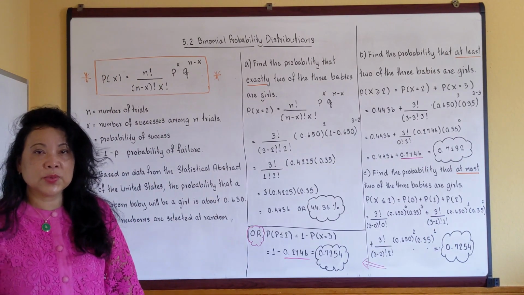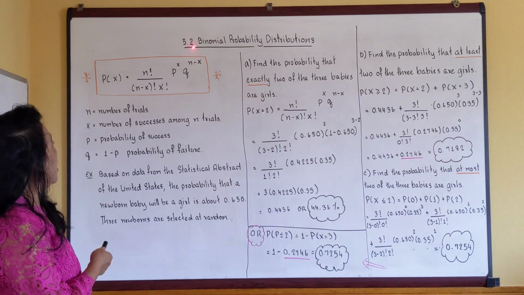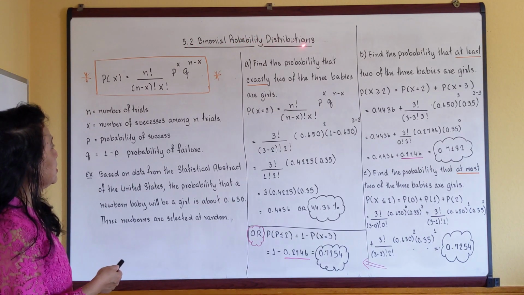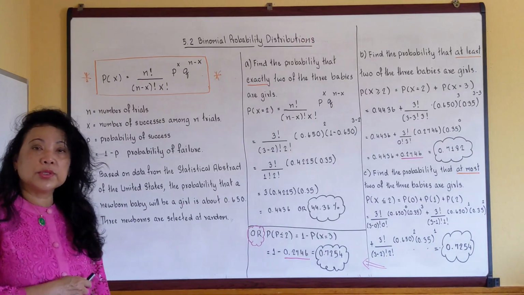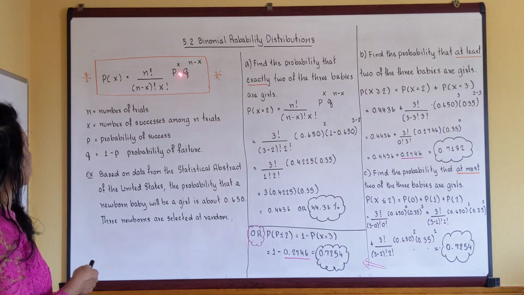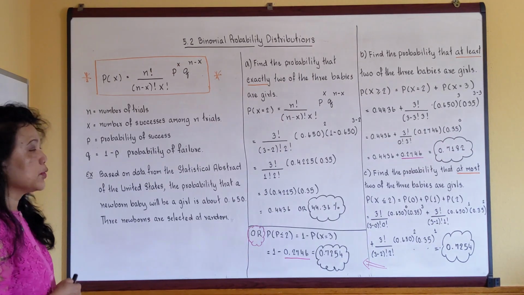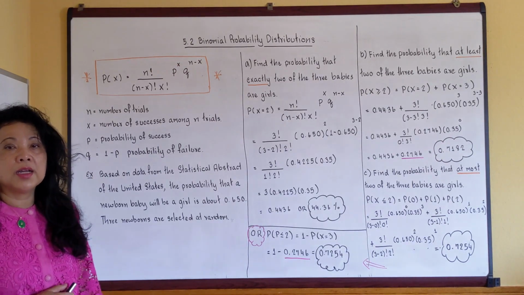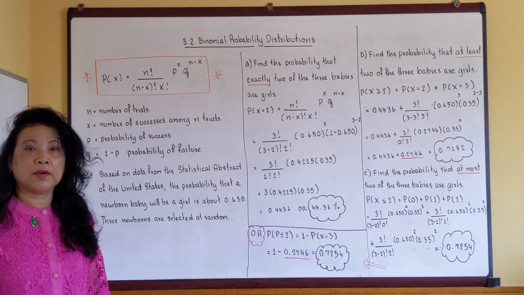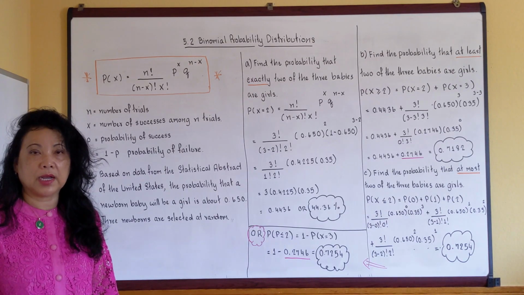Our next section, which is 5.2, binomial probability distribution. To use this formula, this is the formula for binomial probability distribution, you have to check several conditions. The first condition is you must have two possible outcomes only.